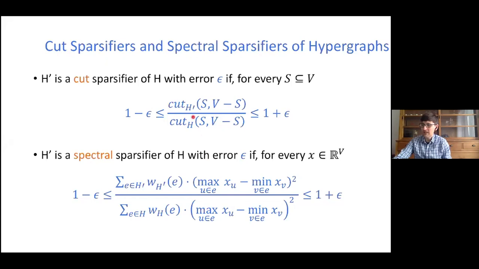And so a hypergraph approximates another if all cuts are approximately the same. So given a hypergraph H, the goal would be to find a sparser hypergraph H prime with much fewer hyperedges, but which approximates all the cuts.